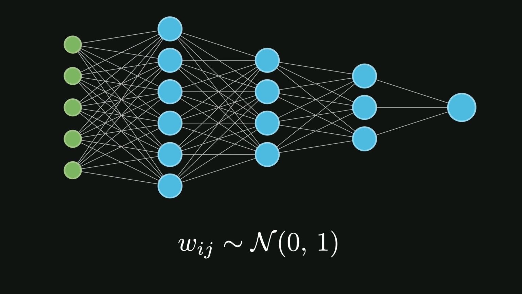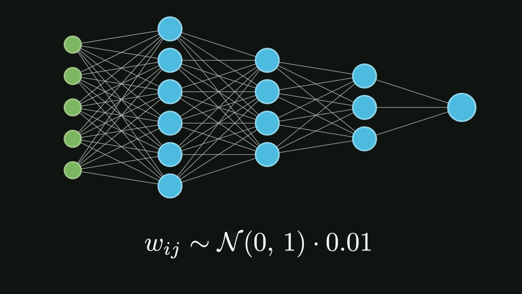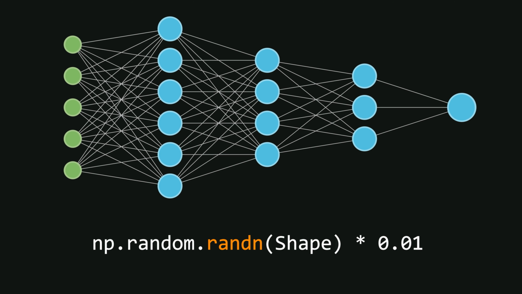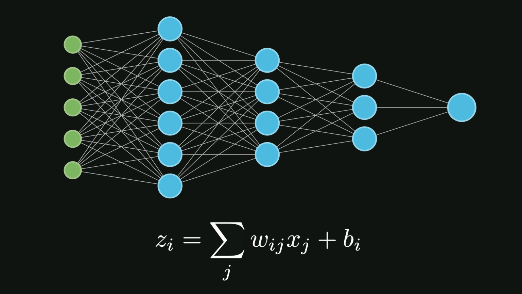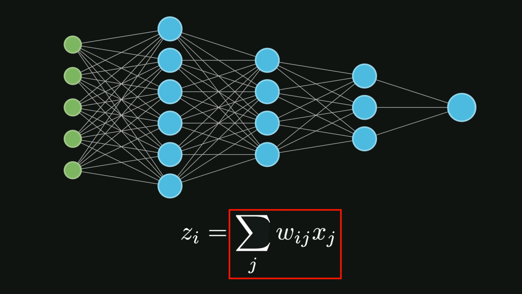What if we multiply these numbers by something small like 0.01 so that the weights become very small? In code, we usually write it like this: np.random.random shape times 0.01. So for our example, if the layer has 5 neurons in the input and 6 in the next, the weight matrix will have a shape 6 times 5. Now, we can also initialize the biases in the same way by choosing them from that same distribution. But initializing them with 0 also works fine, because biases don't affect the network the way weights do.